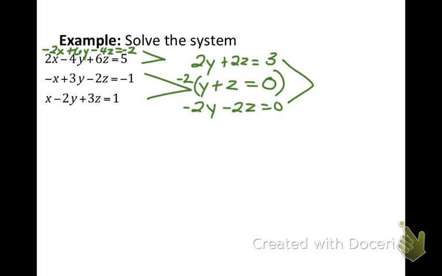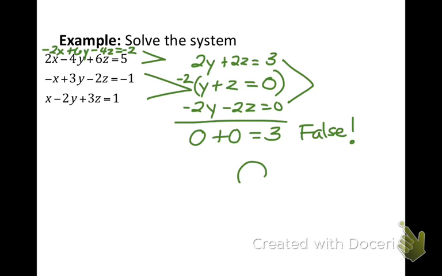So when we combine these two together, what happens to your y's? Your y's go away, your z's go away, and we're left with 3. Does 0 equal 3? No, so this is false. When we get a false statement, our answer is that there is no solution. That just ends it right away. So those should be your best friends, because it's a lot less work once you get to that false statement.